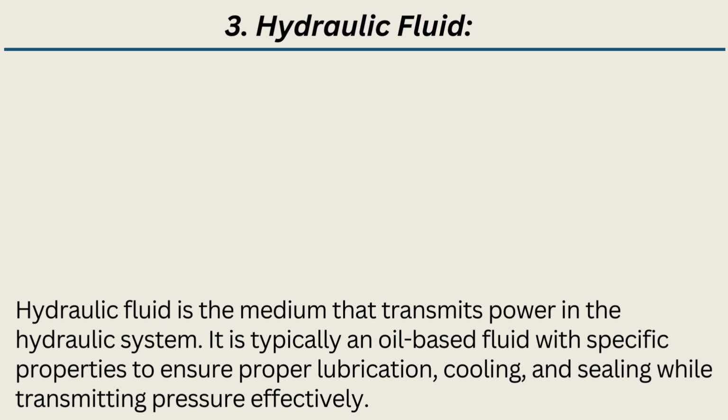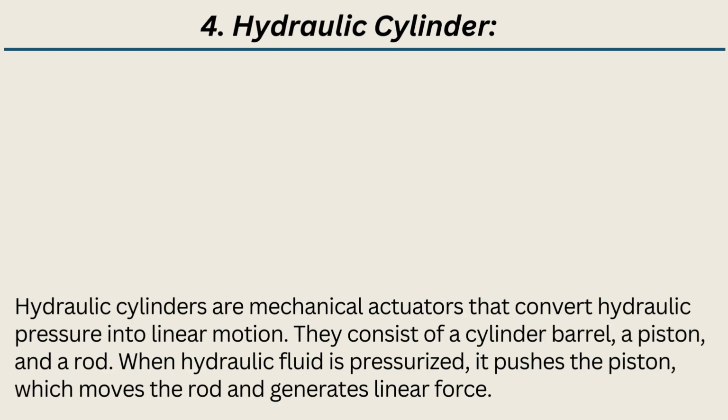3. Hydraulic fluid. Hydraulic fluid is the medium that transmits power in the hydraulic system. It is typically an oil-based fluid with specific properties to ensure proper lubrication, cooling, and sealing while transmitting pressure effectively. 4. Hydraulic cylinder. Hydraulic cylinders are mechanical actuators that convert hydraulic pressure into linear motion. They consist of a cylinder barrel, a piston, and a rod. When hydraulic fluid is pressurized, it pushes the piston, which moves the rod and generates linear force.